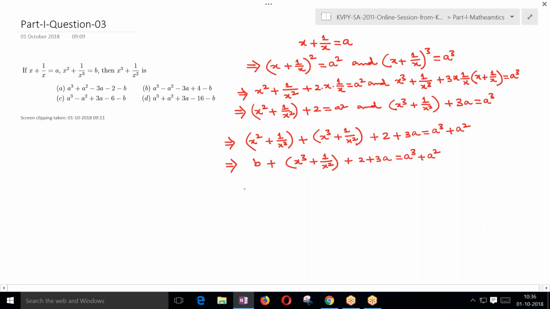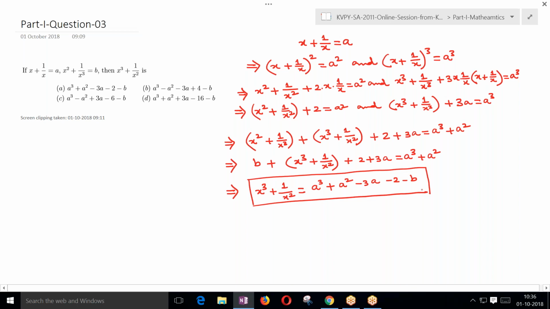And from here we get x cube plus 1 by x square is equal to a cube plus a square minus 3a minus 2 minus b. And we see, option A is the correct one.